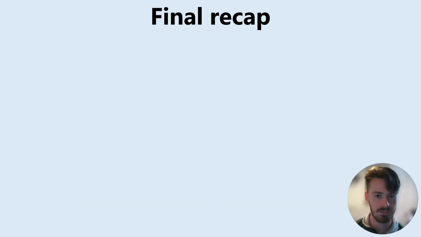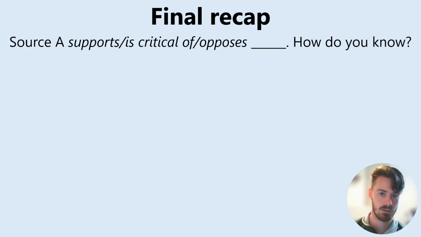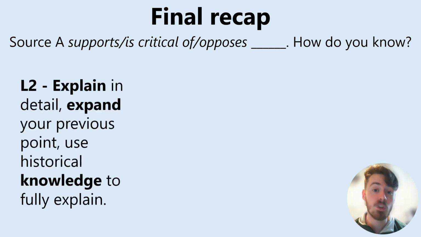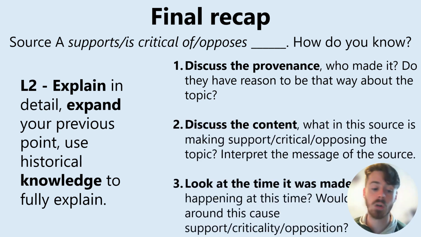And finally, I just want to recap what's going on. Source question 1 on the conflict and tension paper will always read like this: Source A supports, is critical of, or opposes whatever topic they give you. How do you know? It's worth 4 marks. What you really want to be doing in this question is explaining in detail, expanding your point, using your knowledge to really explain the reason why this supports that phrase. You want to talk about provenance, content, and time. Those are the aims you want to have in your head, and if you have them locked in, you'll be really confident on this question.